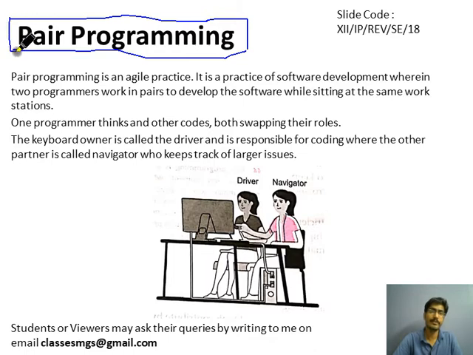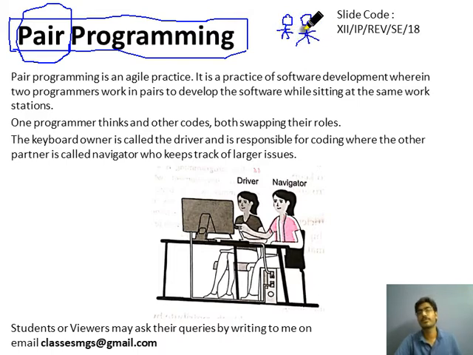Pair programming means pair, which means there will be two persons. Pair means two persons. For the development of the software, you need to write the Python code. In pair programming, the Python code or software is not developed by one developer, it is developed by two developers concurrently. This concept is known as pair programming.